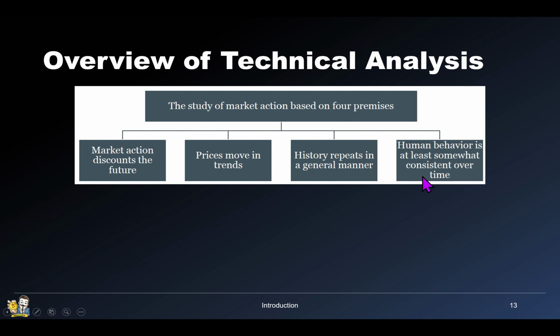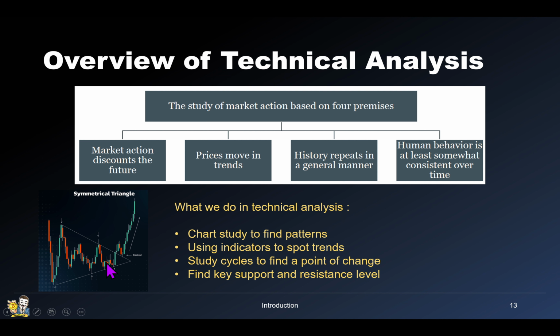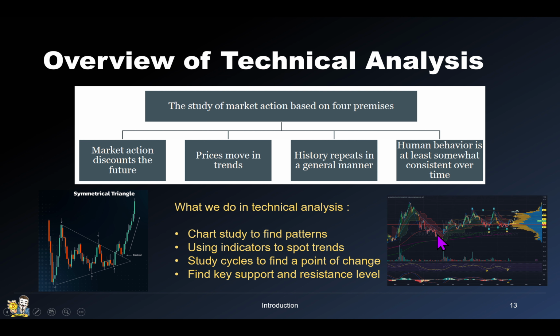What we'll do in technical analysis is study the chart to find patterns like this one, the symmetrical triangle. We will use indicators to spot trends, like the chart on the right. We're going to study cycles to find a point of change. And of course, the most important is to find support and resistance levels.